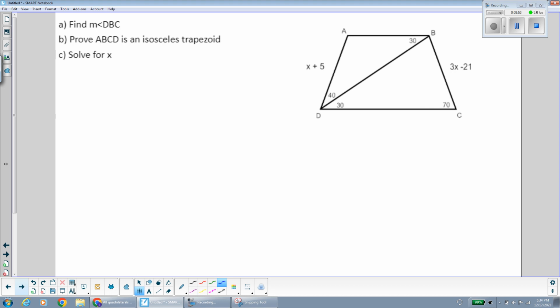Over here, we have another numerical question. First, we are finding the measure of angle DBC, which is this angle right over here. So we have triangle DBC, and in the triangle, we already have the 30-degree angle and the 70-degree angle. 30 plus 70 makes 100. This angle here has to be 80 degrees in order to make the 180 degrees that all angles of any triangle have to add up to.